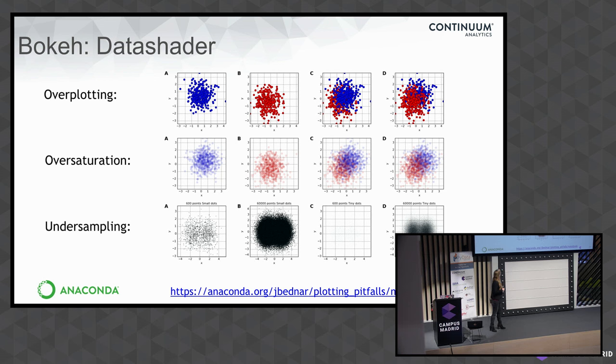Another problem is undersampling. When you have large amounts of data, people tend to sample in order to visualize. But you can see how distinct the visualization looks depending on how you're sampling, how many points you get, and how large the dots are.